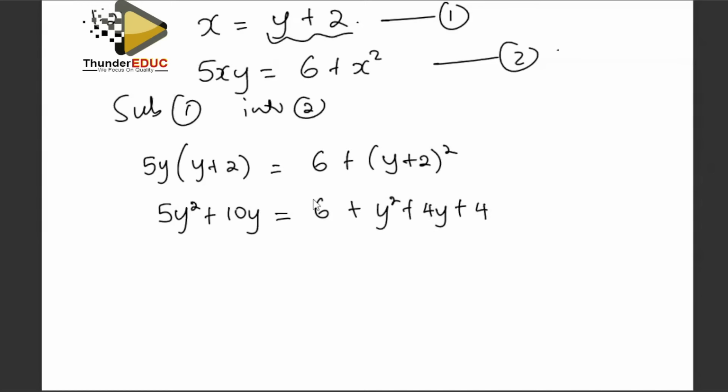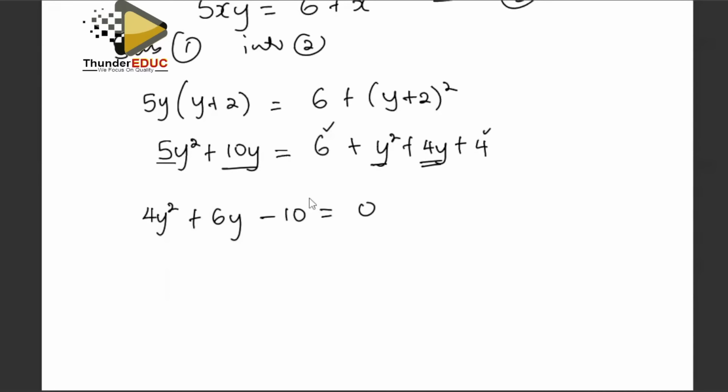Let me push everything to the left. So it's going to be 5 minus 1, which becomes a 4y squared. Then 10y minus 4y, that's going to be 6y. And then this is 6 plus 4, 10, moving that side becomes a negative 10. Okay, then I can divide through by 2. Meaning that I'll have 2y squared plus 3y minus 5 is 0. Let's open up the brackets or quadratic formula, whichever one works best for you.